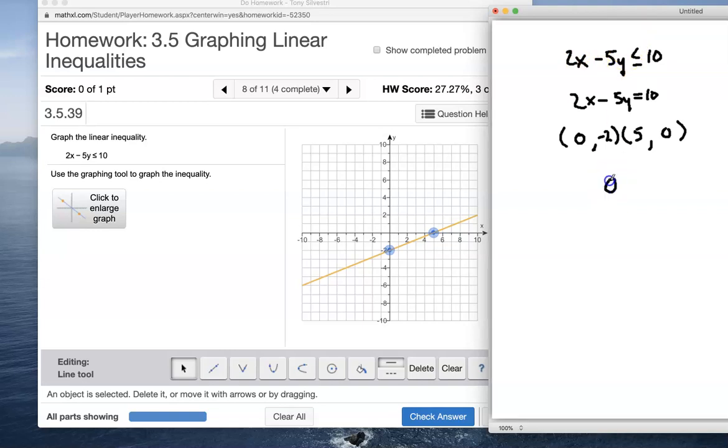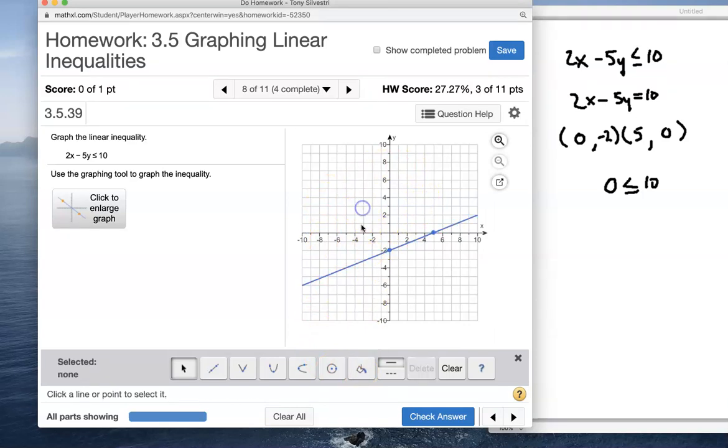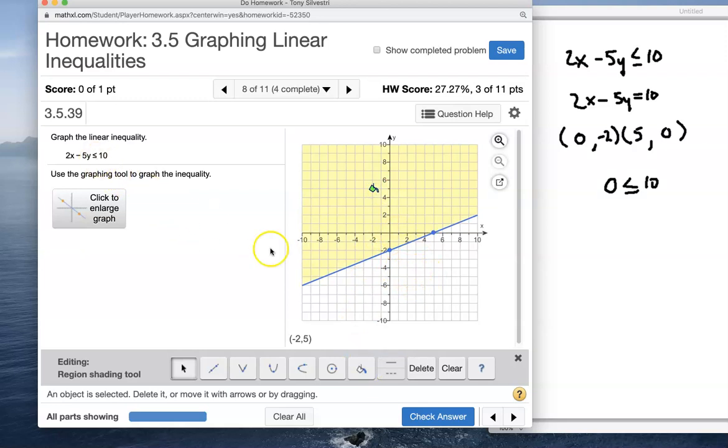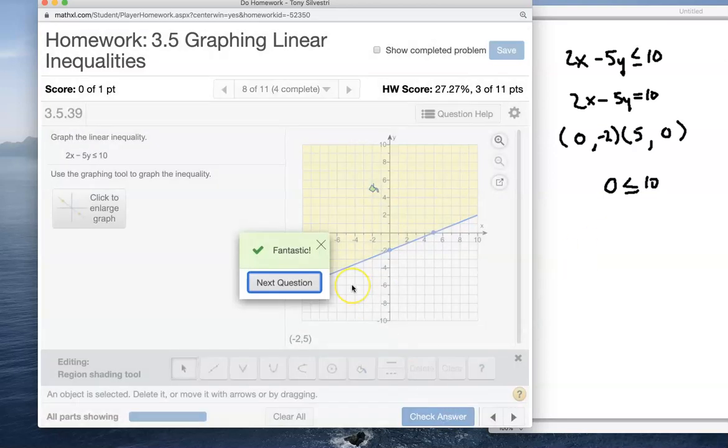You're left with this. 0 is less than or equal to 10. Is that true? Yep, it is true. So the region that includes the test point needs to be shaded because all these points would work. Take your paint can, click it. You'll notice that just because you see a less than, don't shade the bottom because that's not the right answer. You've got to use the test point technique. There you go.